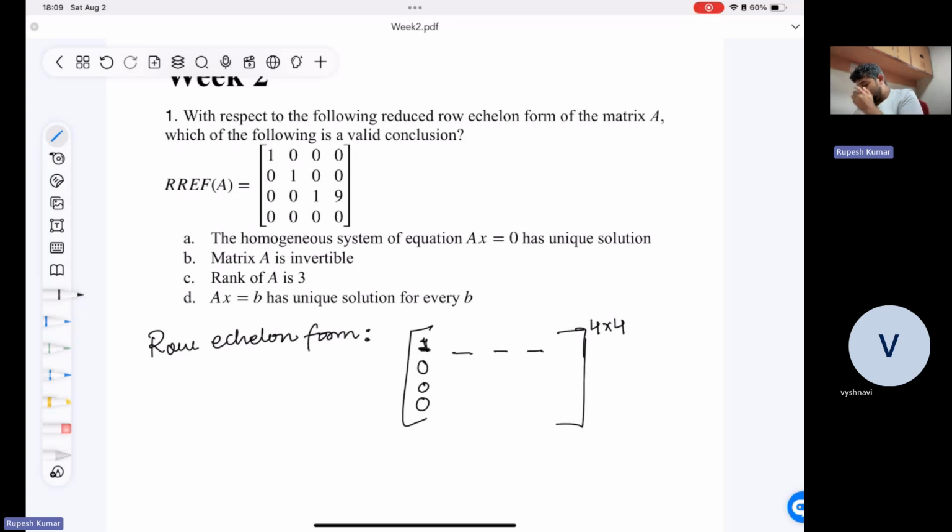Then let's move on to the second row. Now let's say our second row looks like this. The first non-zero element is this, and then we have some value here. The underscores mean there are some values here, right?